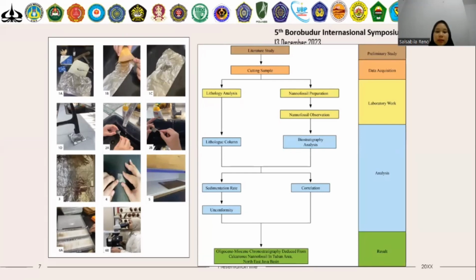This study starts by doing the literature study for the preliminary study. Then for the data acquisition, we look at the cutting sample. And for the laboratory work, there is lithology analysis, nanofossil preparation, and nanofossil observation. For the analysis, it includes lithologic columns, biostratigraphy analysis, finding the sedimentation rate and unconformity, then making the correlation. And then for the result, it's the Oligocene-Miocene chronostratigraphy deduced from Calcareous Nannofossil in Tuban area, Northeast Java Basin.